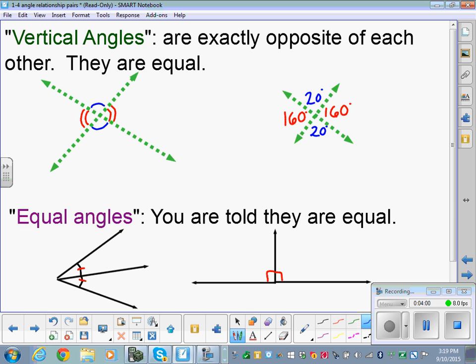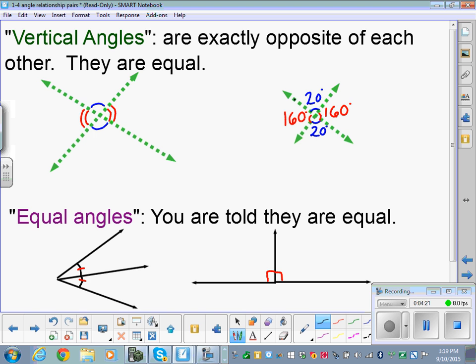Also look at the red part here. Those are vertical angles as well because they're exactly opposite of each other. They will be equal as well. So looking at my diagram over here, I have the 20 degrees. These are vertical angles exactly opposite of each other, so they must be equal. Another pair of vertical angles right there and right there, so they must be equal.